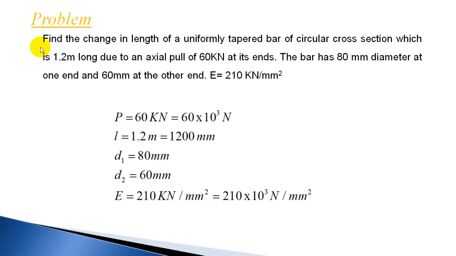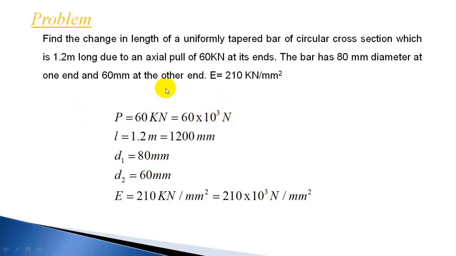The problem statement is: find the change in length of a uniformly tapered bar of circular cross section which is 1.2 meter long due to an axial pull of 60 kN at its ends. The bar has 80 mm diameter at one end and 60 mm at the other end. Young's modulus E is 210 kN per mm square. Now P is 60 kN, 60 into 10 raised to 3.